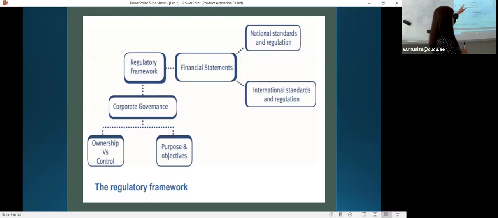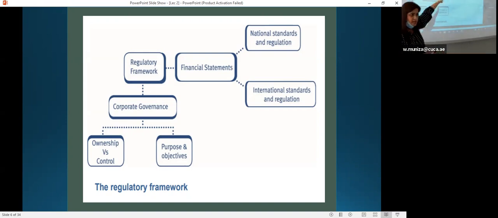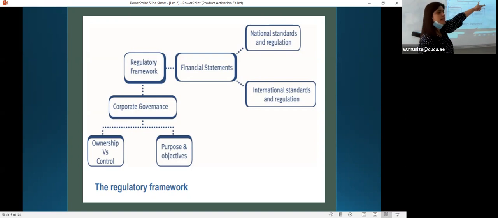Got it? So regarding the regulatory framework for preparing financial statements, you have to follow national standards and regulations, and you can follow international standards and regulations. If both of them are coinciding, then you will be going for your national standards. The company law in your country is always going to have priority over the national standards. In the regulatory framework, we will be discussing corporate governance once again, in slight detail: the purpose and objective of corporate governance and the difference between ownership and control. We are going to discuss it.